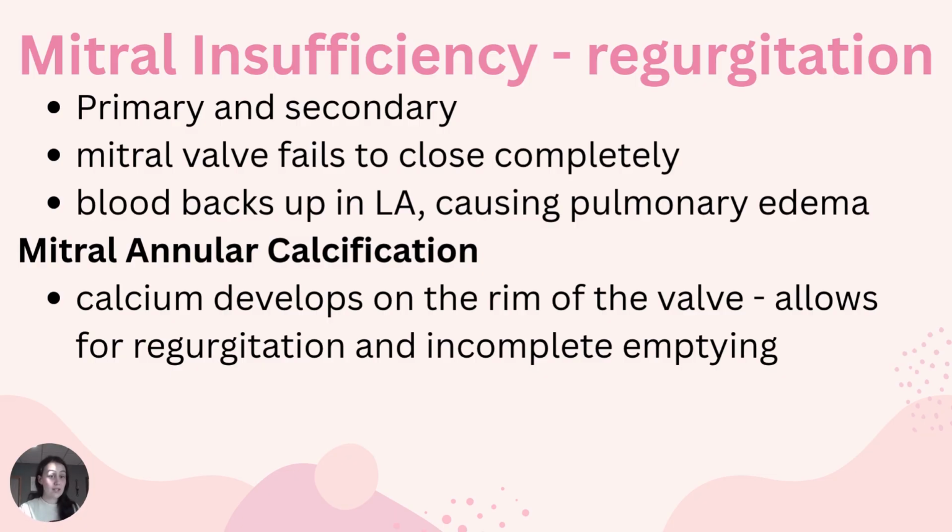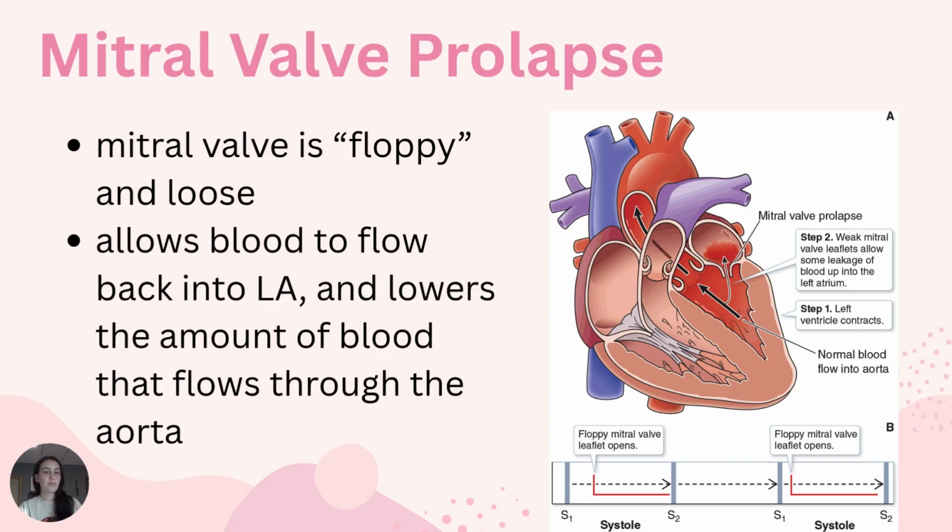And then a little extra side note that wasn't stenosis or insufficiency was mitral annular calcification. This is where calcium develops on the rim of the valve. It allows for regurgitation because that valve can't close all the way and it doesn't completely empty. And then mitral valve prolapse. The mitral valve is going to be floppy and loose. It allows blood to flow back into the left atrium, and it lowers the amount of blood that flows to the aorta, because normally the mitral valve would stop it, but if it's floppy, the blood can flow back, and so there's not as much blood to pump into the aorta to get it out to the body.